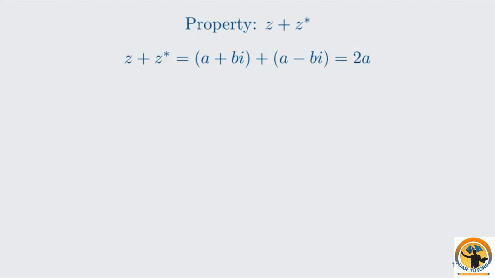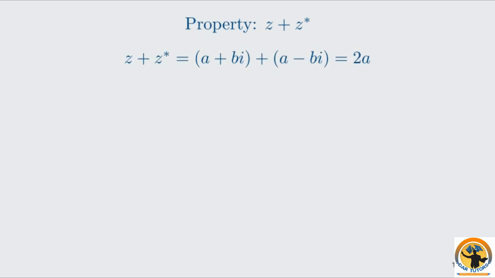Let's explore another important property. What happens when we add a complex number to its conjugate? Suppose we have a complex number z equals a plus bi. Its conjugate is z star equals a minus bi. Let's find their sum, z plus z star. We add the two numbers, a plus bi plus a minus bi. The imaginary parts, bi and negative bi, cancel each other out. We are left with 2a. Since a is a real number, 2a is also a real number. So we have proven that the sum of a complex number and its conjugate is always a real number. This is a very elegant result.